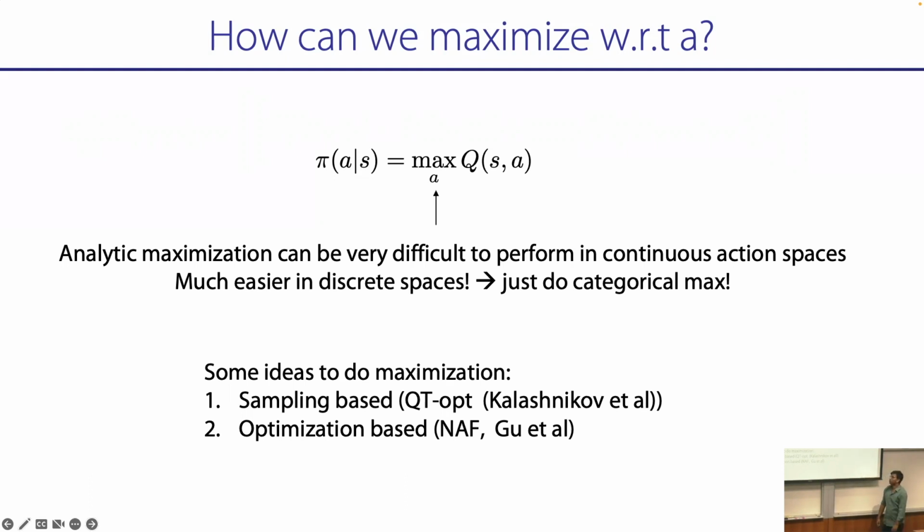Or you can try and structure the Q function so that that maximization is easy. So you can make it convex or quadratic or something where it's very easy to compute the max, right? Some of the readings that I've assigned do QT-opt, which is sampling based, or normalized advantage function, which is structuring your Q function in a way that makes it easy to maximize. But no awesome solutions. What people mostly do is actor critic. But in a discrete space, always do Q-learning. It works way better.